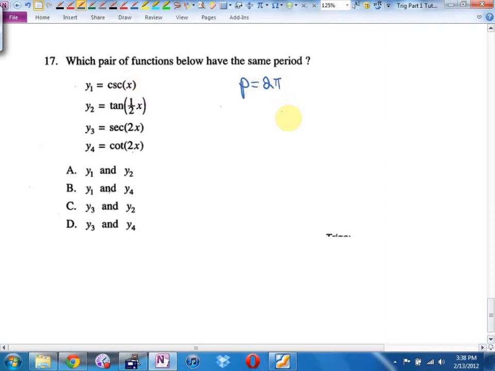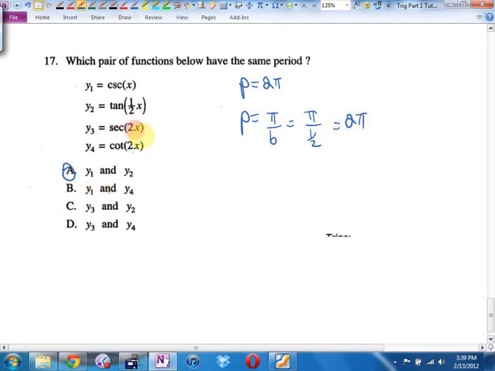What's the period of tangent? Ugly cousin. What is the period of tangent? Pi. Have they mucked around with the x at all? Say yes. The period is pi over b, not 2 pi over b like in sine and cosine, which would be pi over 1 half. Holy smokes, I'm pretty sure the answer is that, but let's keep going just for giggles.